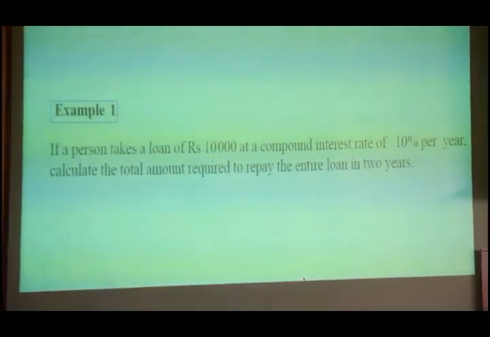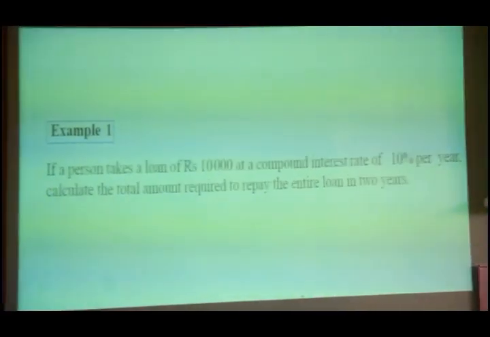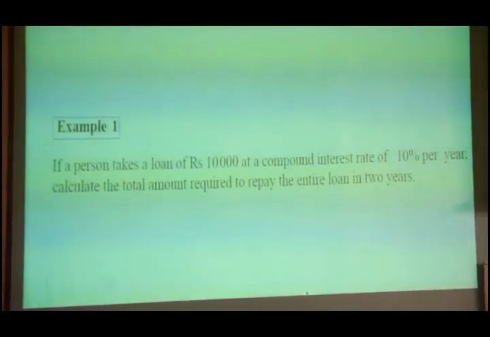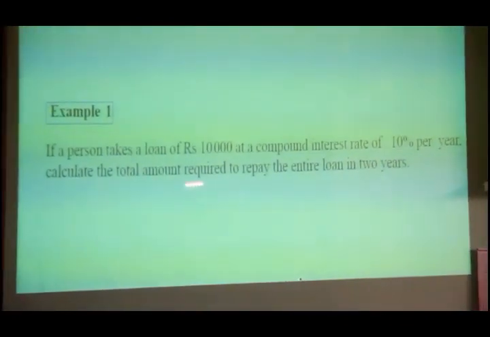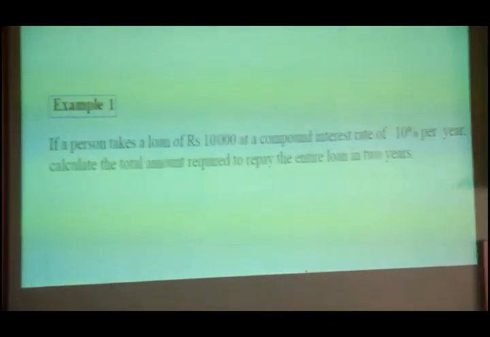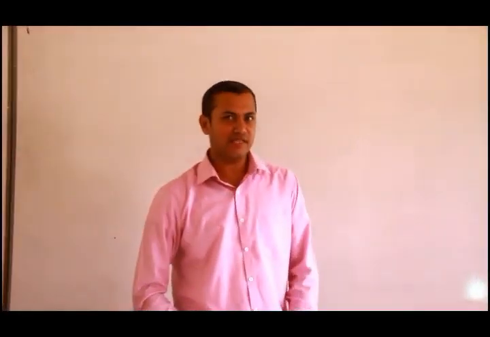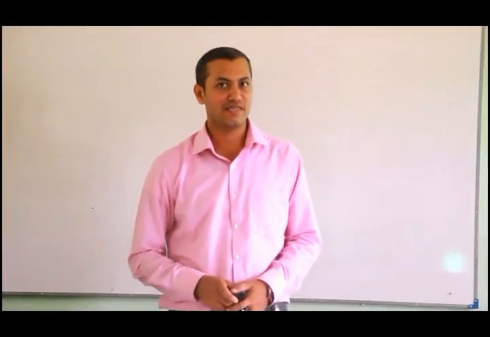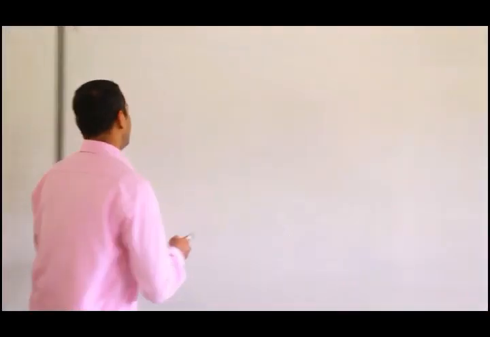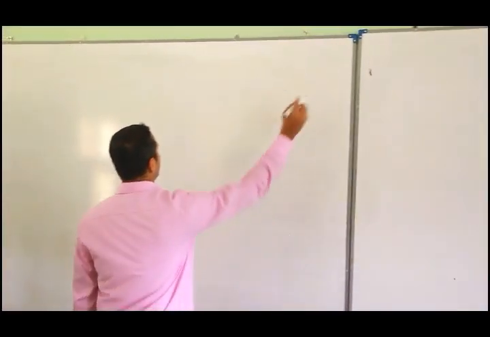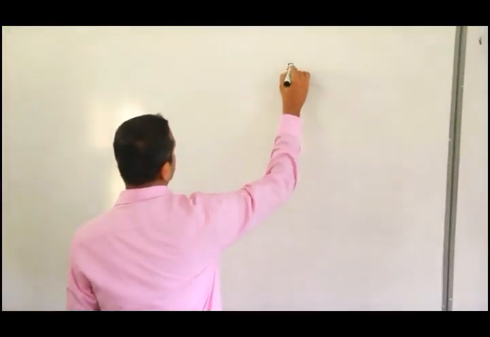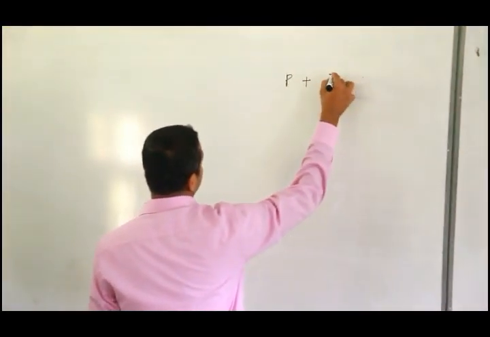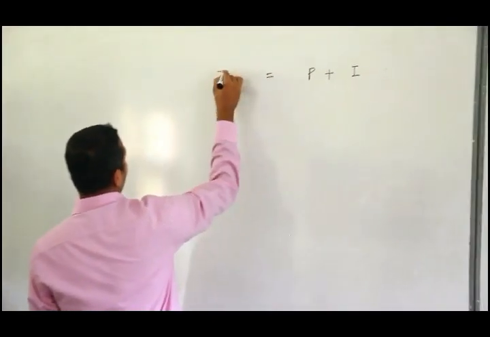If a person takes a loan of rupees 10,000 at a compound interest rate of 10% per year, calculate the total amount required. Under compound interest, mainly the questions are based on total amount, right? Under simple interest, you remember what we studied in grade 9? How to calculate the total amount? By adding the principal amount and the interest to get the total amount.